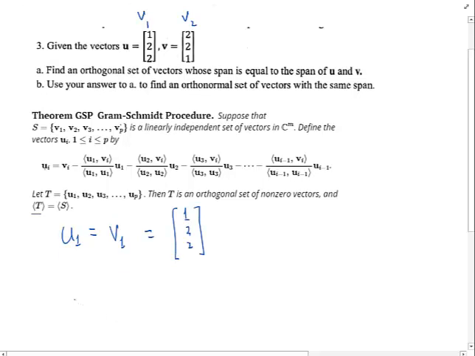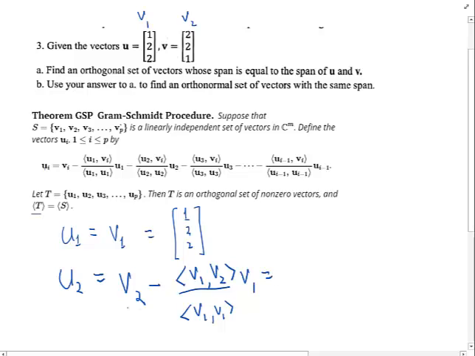So let's go ahead and find the second one, which would be u2. In this case, you're using this formula with i equals 2, so that gives me v2, and we're subtracting the inner product of u1 with v2. Now notice that u1 is equal to v1, so instead of u1 I'm just going to put v1 here. There's v1, v2 on the top, and v1, v1 on the bottom. And then I want to multiply this by v1. So that's the formula for u2.